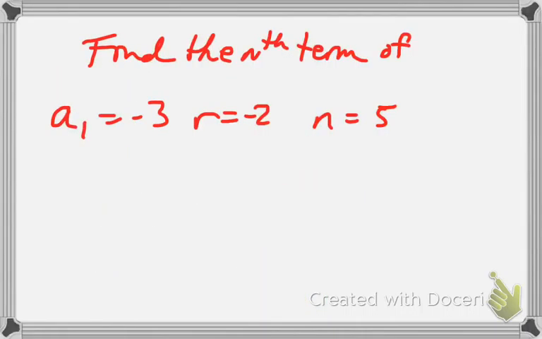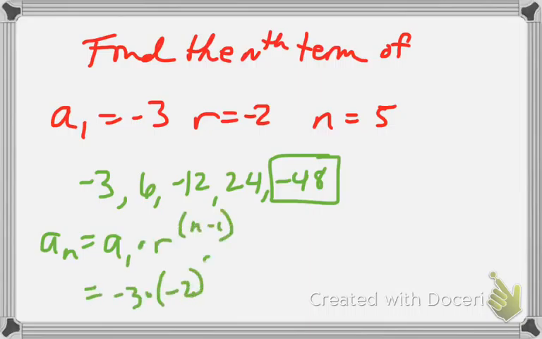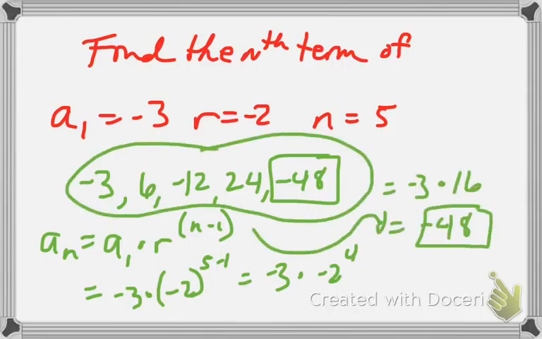Pretty much just write this out. Multiply by negative 2 a whole bunch of times and get negative 48. If you wanted to use the formula, it would look like this. So you get the same answer, negative 48.